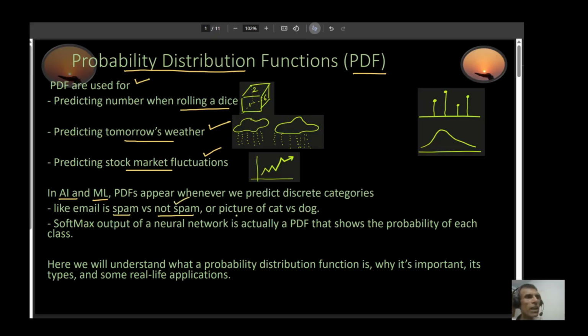Also, let's say you have an AI system. You feed it a picture of a cat or a dog, and it determines what animal that is. It is using PDF. Artificial neural networks also use PDF. They use something called the softmax function, which actually uses PDF. So here we will try to understand the probability distribution function, why it is so important, and its types and some of its applications.